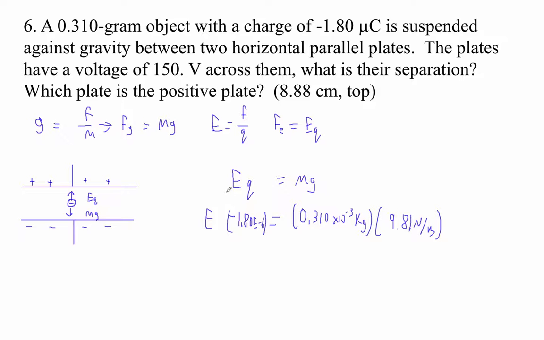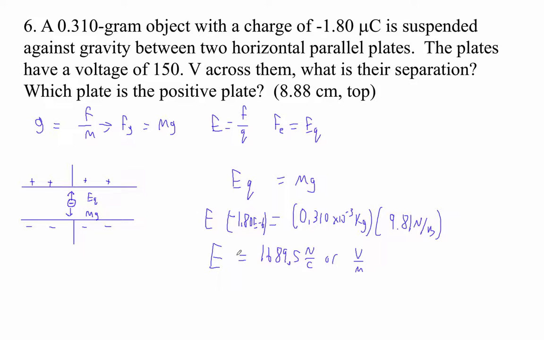And then the electric field, we can solve for that. So let's solve for the electric field just for kicks. Turn on the calculator: 0.31 E minus 3 times 9.81 divided by 1.80 E to the minus 6. Notice I'm ignoring the minus sign because I'm not smart enough to do anything with it. And I get that the electric field is 1689.5, and that's newtons per coulomb, or by the way, it's volts per meter, the same units.